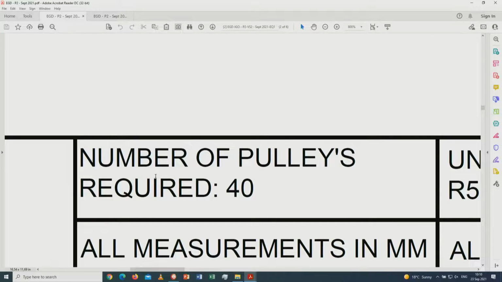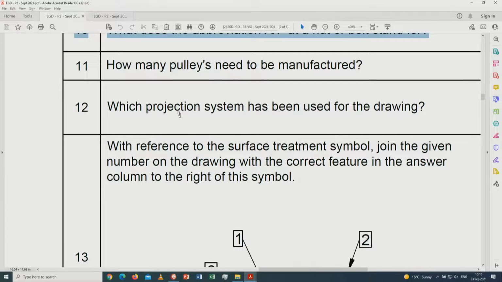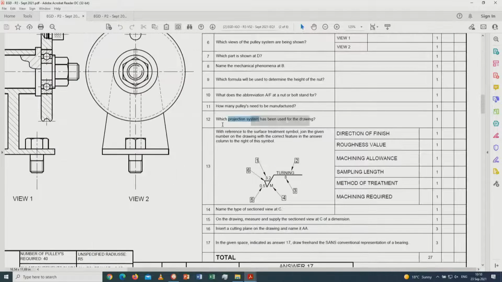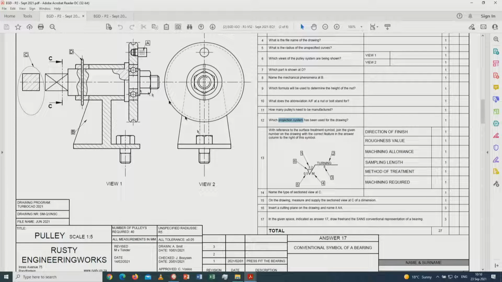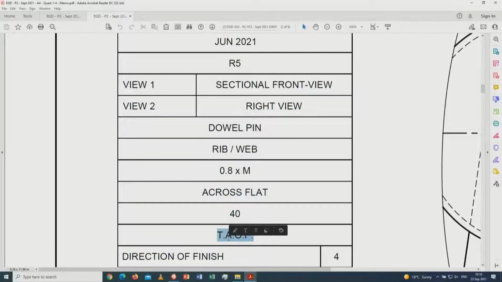All right. Then the next question over here is the projection symbol system that has been used. What system has been used over here? Now that is question paper number 2. This is third angle geographic projection, and the learner could get the answer from the fact that it's been given to him a front view and a right view. So those two are basically coming from third angle geographic projection. So your correct answer on this was third angle geographic projection.